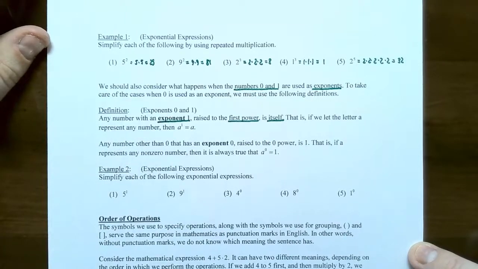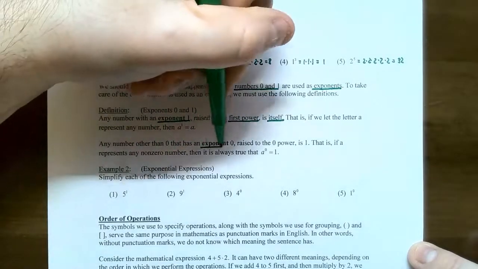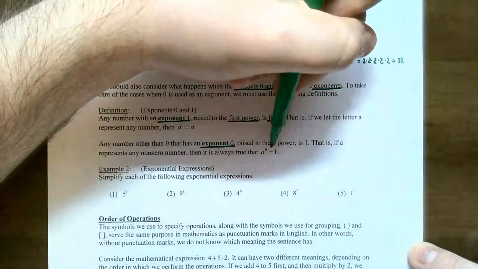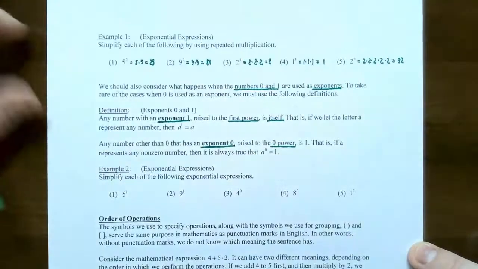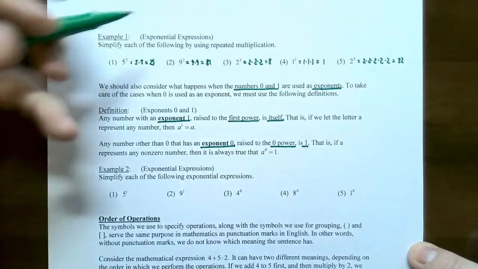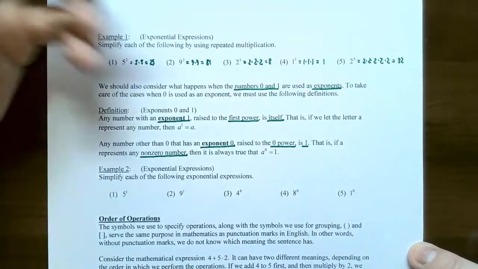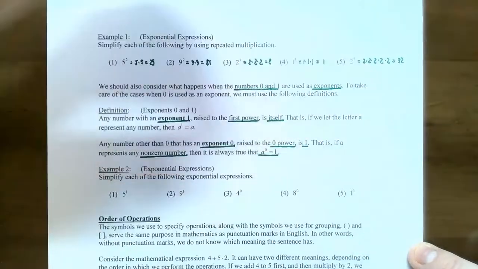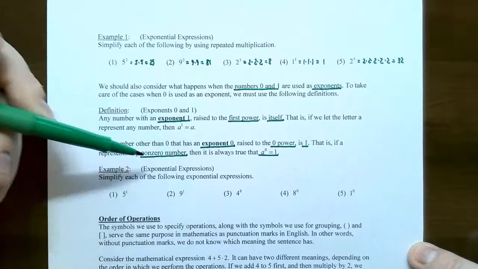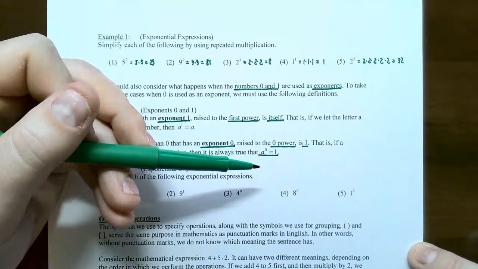It just stays a. Now, if you have an exponent of 0, in other words, you're raising the base to the 0 power, the answer is always 1. So in other words, if the base is a non-zero number, a to the 0 power is equal to 1 by definition. That's always true. The only exception is the base has to be non-zero. That means you can't have 0 raised to the 0 power. That's undefined. It's not actually a real number.